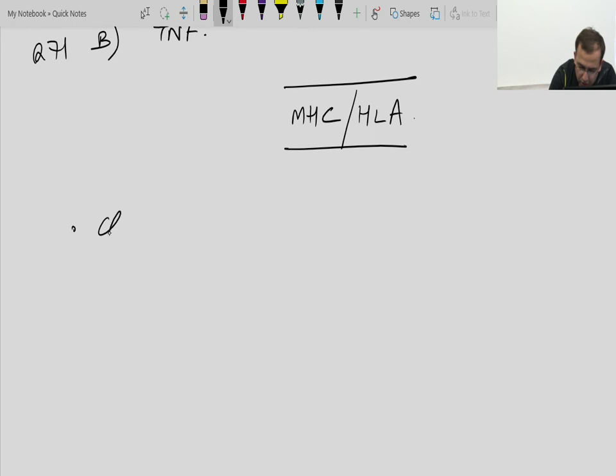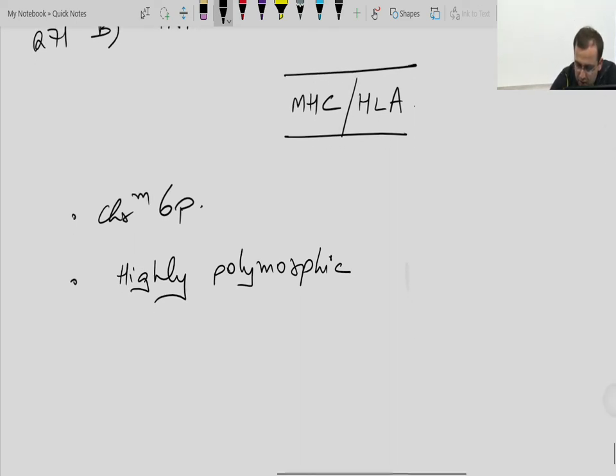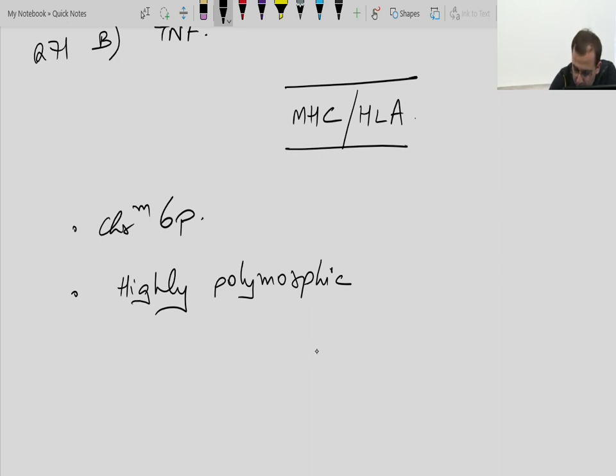First point, present on chromosome 6, short arm, chromosome 6p. Next point, what is the main role of MHC? They present the antigen to the T cells. So they have to be highly polymorphic in nature, because they have to recognize a variety of antigens. Next, it is of three types, MHC 1, 2 and 3. Let us start with the first two, that is MHC type 1 and type 2.